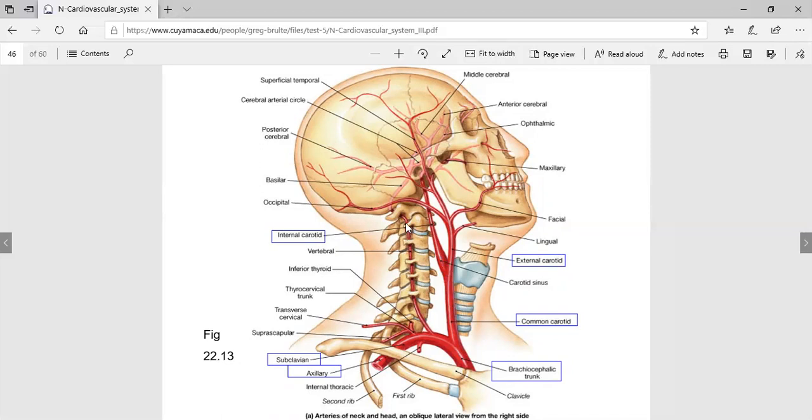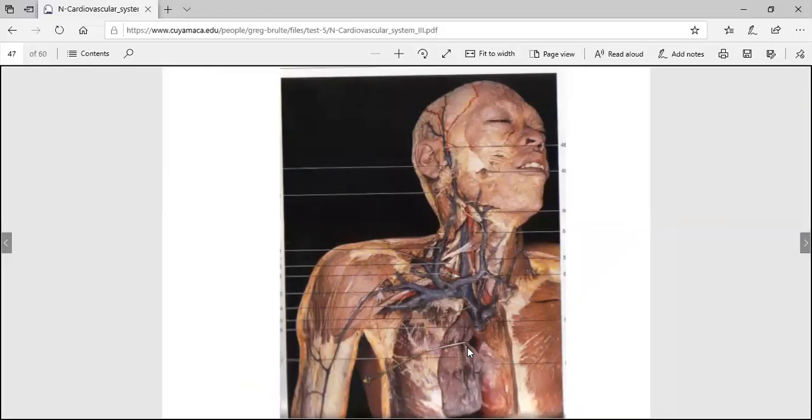There's the vertebral artery, and that's going up to the circle of Willis too. They didn't draw it that well, but see that little circle. Okay. That's just showing you some vessels.